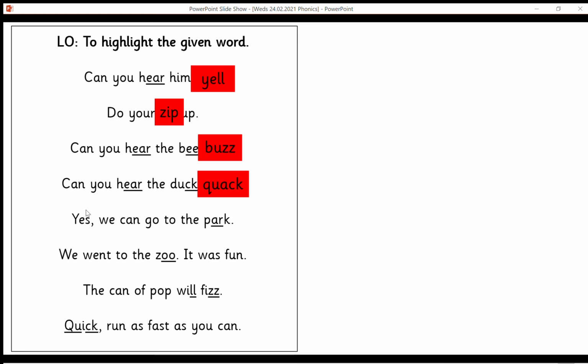Yes, we can go to the park. Yes, we can go to the park. The word I would like you to put your finger on is yes.